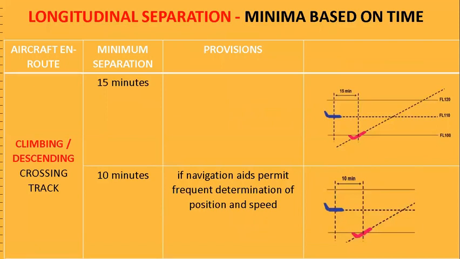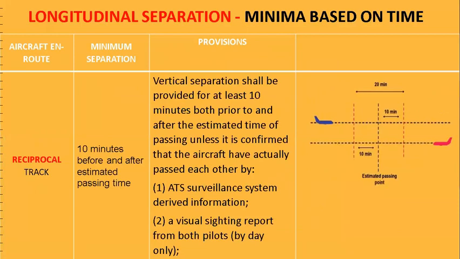Then climbing and descending, crossing tracks. 15 minutes, no condition. 10 minutes, again with the condition that we have a navigation aid which permits frequent determination of position and speed. Then reciprocal tracks. In reciprocal tracks, they are not deemed to be longitudinally separated until they have crossed each other and are 10 minutes apart. Before that, there is a common point which they will reach, 10 minutes before the first aircraft and 10 minutes before the second aircraft reaches there. By that time we have to apply vertical separation. But once they have crossed and are 10 minutes apart, you can simply give climb and descent.